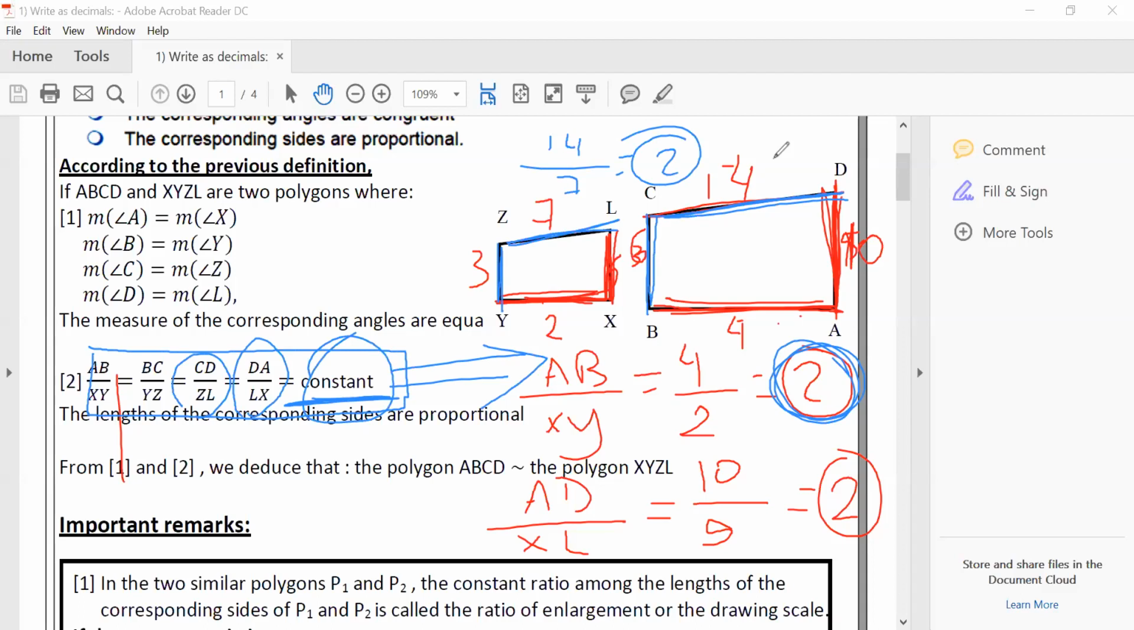For example, if I wrote this one as 12, suppose I know that these two polygons are similar, and the side DA was 12, so who can tell me what LX is supposed to be?